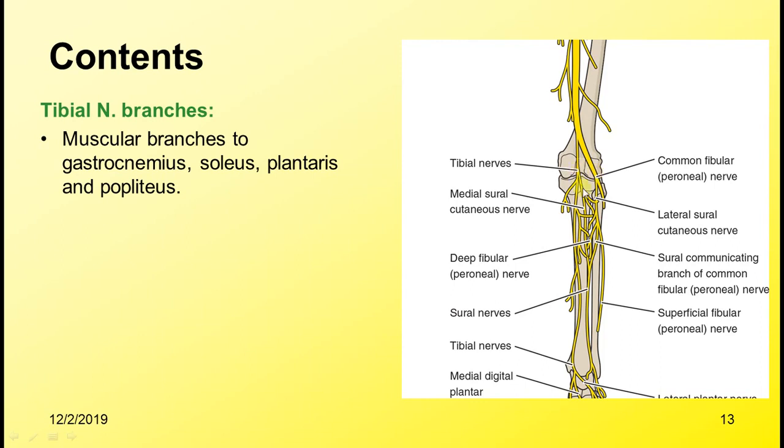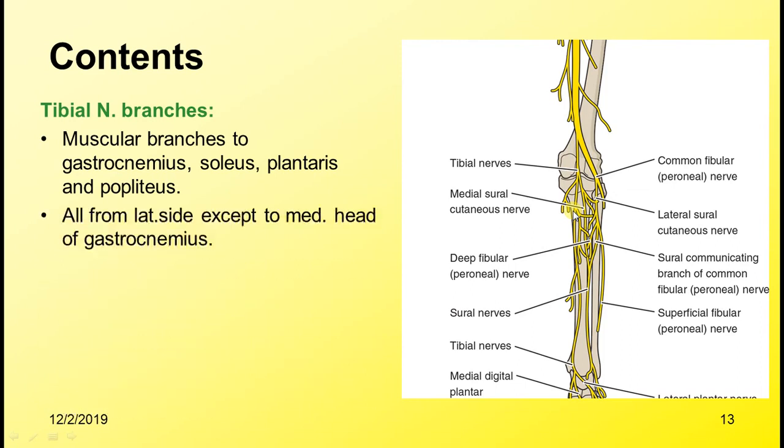All the branches arise from the lateral side of the tibial nerve, except the branch to the medial head of gastrocnemius, which arises from the medial side. So the medial side of the nerve is considered to be fairly the safe side as compared to the lateral side, because any injury to the lateral side of the nerve will naturally affect the nerve supply to all these muscles. So that's what I told you, all from the lateral side except the branch to the medial head of gastrocnemius, which is from the medial side.